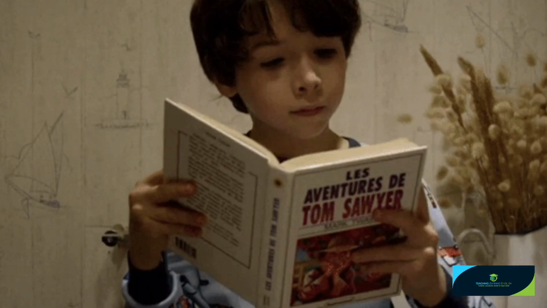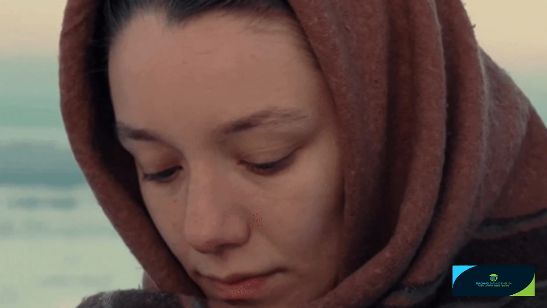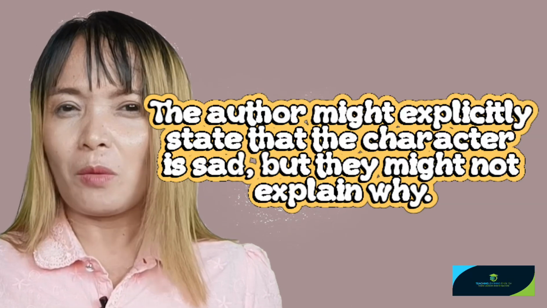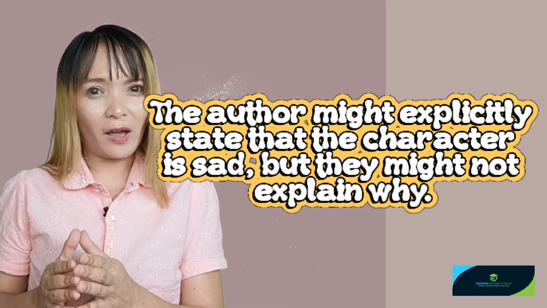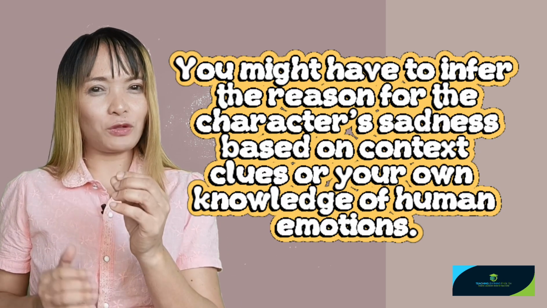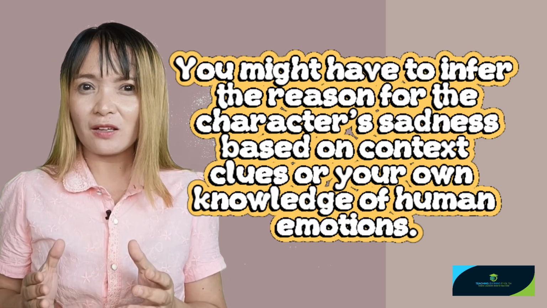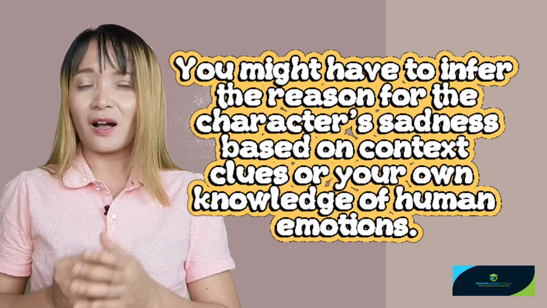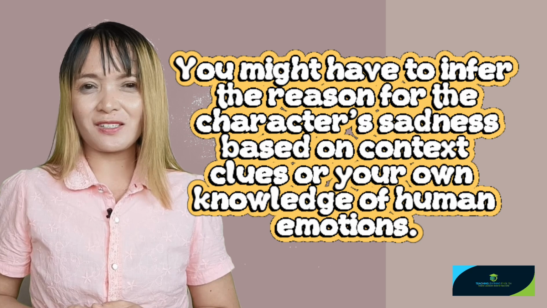To give you a practical example, let's say you are reading a story about a character who is feeling sad. The author might explicitly state that the character is sad, but they might not explain why. That's where implicit information comes in. You might have to infer the reason for the character's sadness based on context clues or your own knowledge of human emotions. Let's try to make another example.